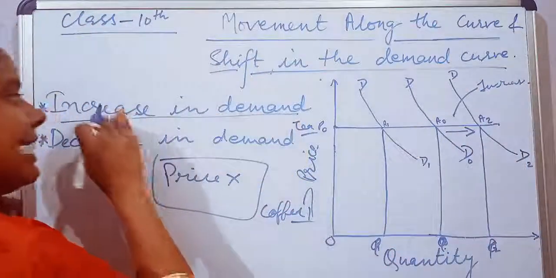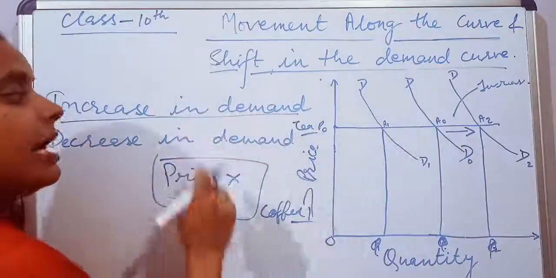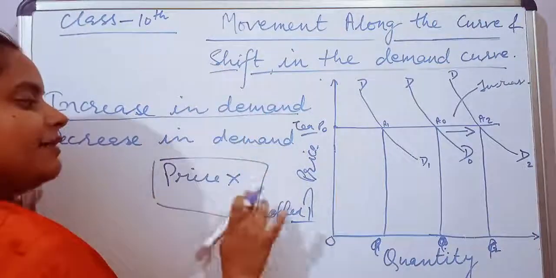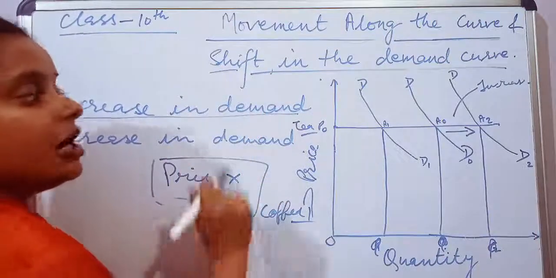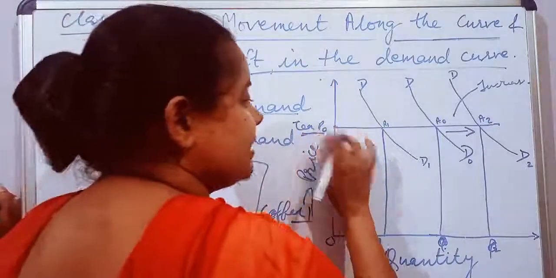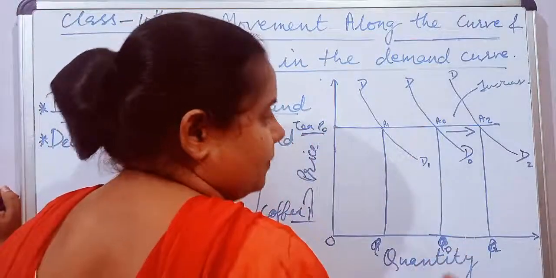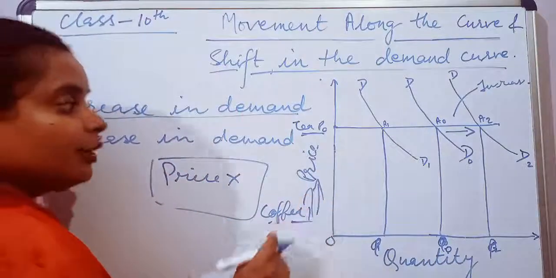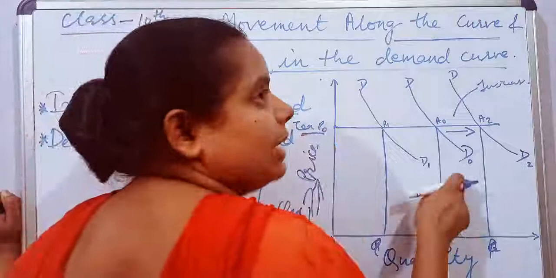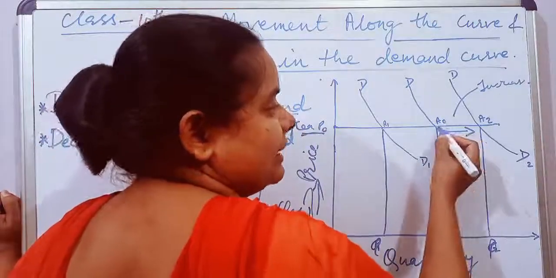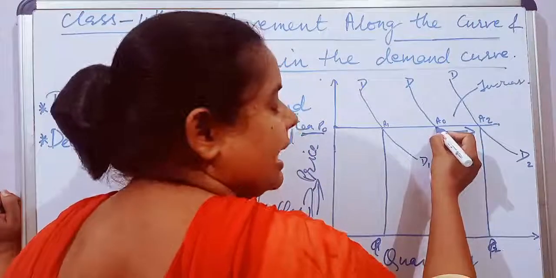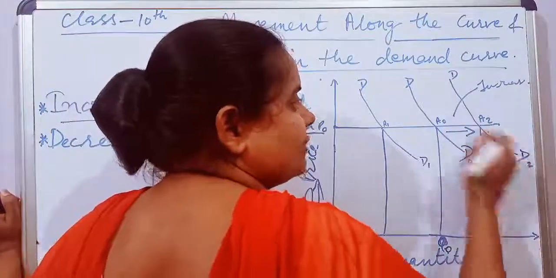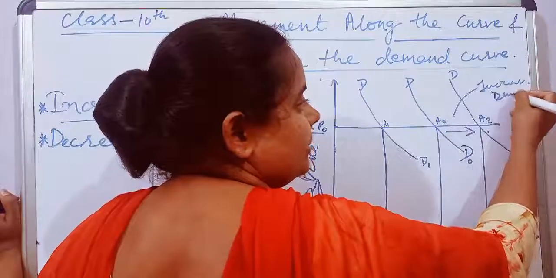Again I am repeating, in case of increase in demand, the price of the commodity remains unchanged. In case of shift, the price remains unchanged, the other factors will change. Suppose the price of tea is P0, the consumer demands Q0. But the price of coffee increases. What will happen? The demand for tea will also start increasing. It will increase from A0 to A2, this side. This right side increase will show an increase in demand.